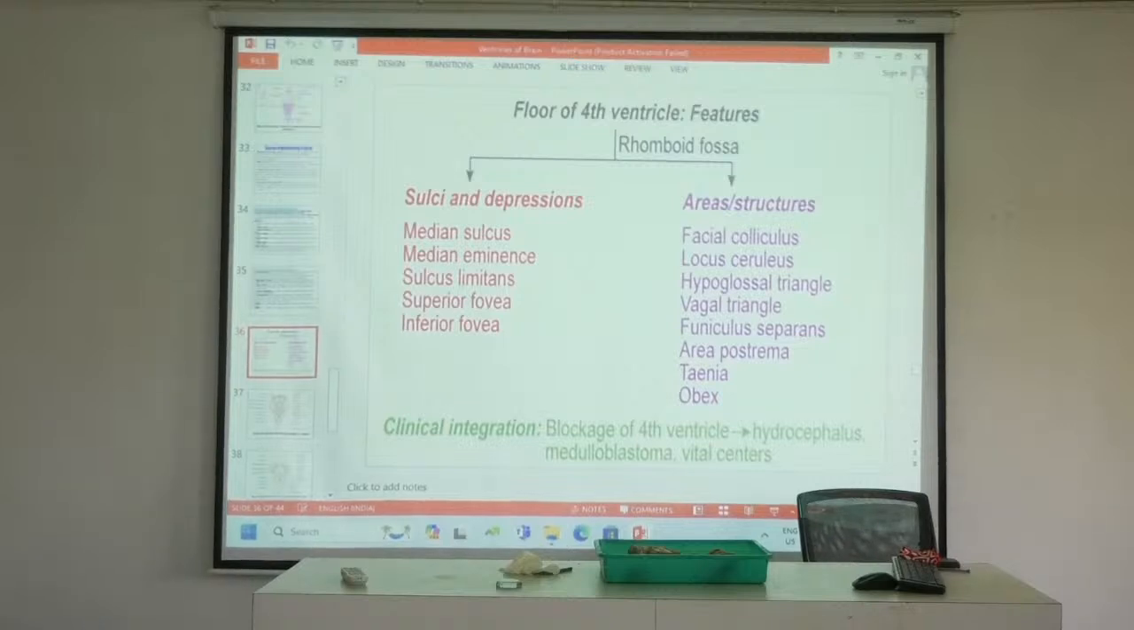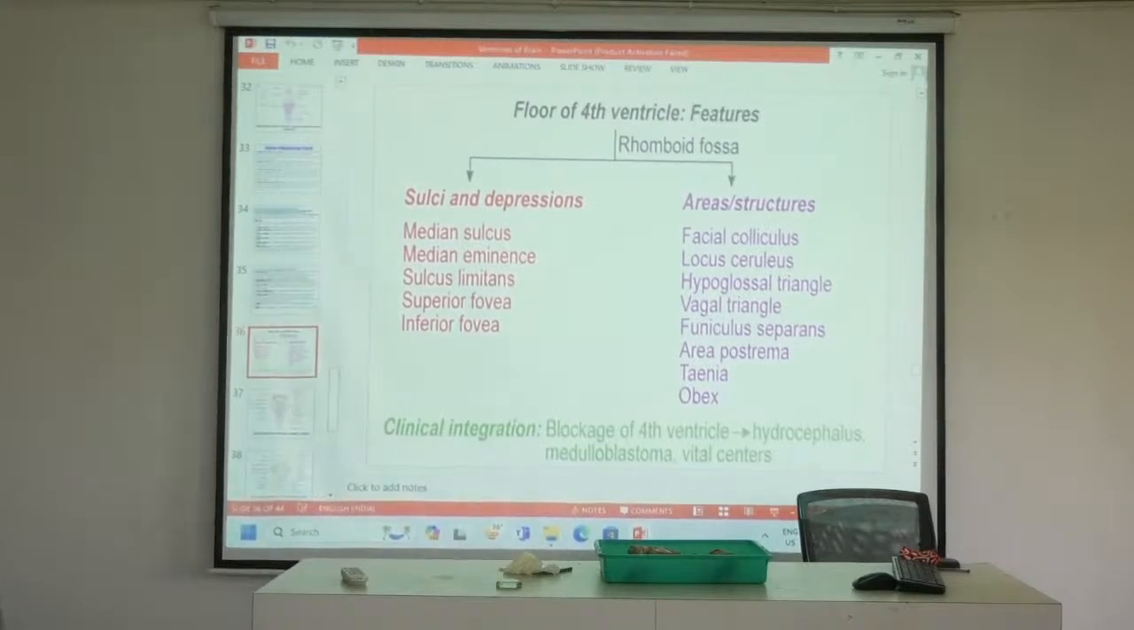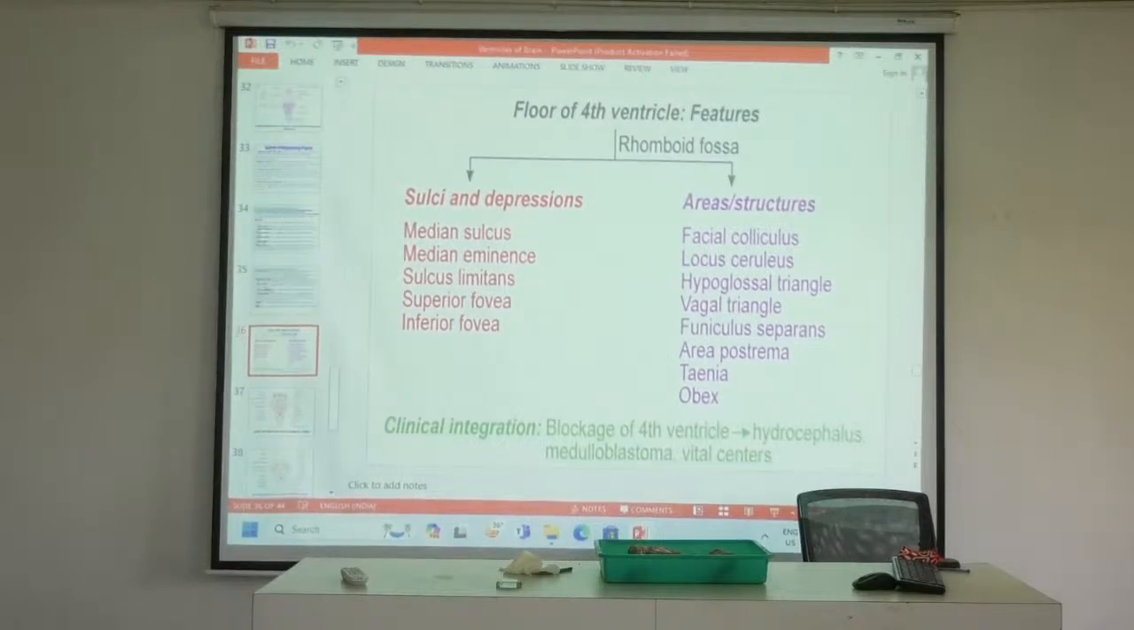Okay. Now, clinical integration: blockage of the fourth ventricle will lead to hydrocephalus. Whenever any ventricle blockage occurs, there will be hydrocephalus. And medulloblastoma, vital centers. Vital centers are present in the pons and medulla. That's why in case of hydrocephalus, there is impairment of vital function. The respiratory center is present in the medulla. Medulloblastoma is the tumor which blocks the CSF flow.